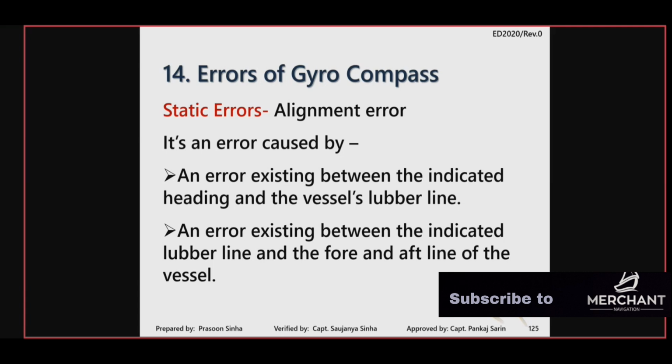So coming back to static error, the first one is alignment error. Alignment error is all about installation of the gyro compass and marking of the lubber line. I hope you are all clear about the lubber line. Anyone who has a problem with the lubber line, can you please tell me? Sir, please explain once. Okay, fine.